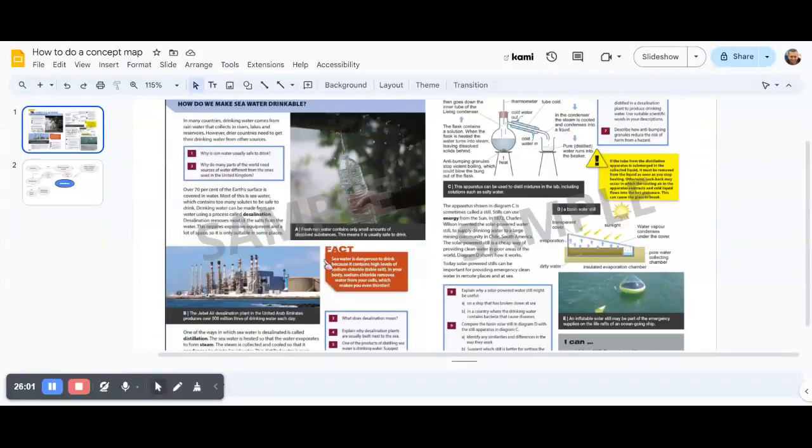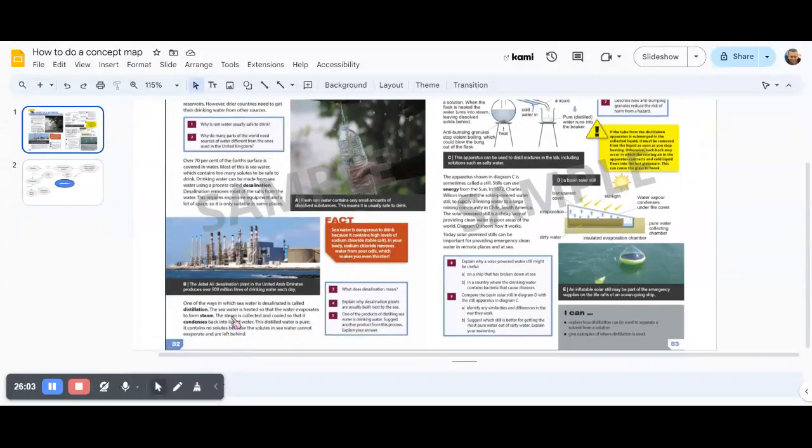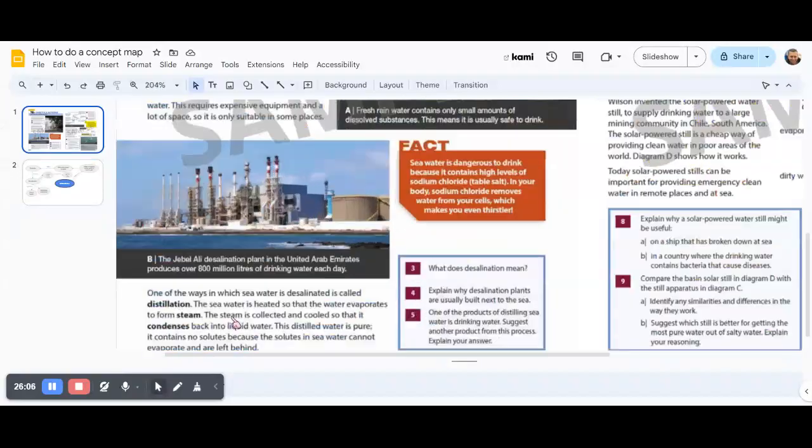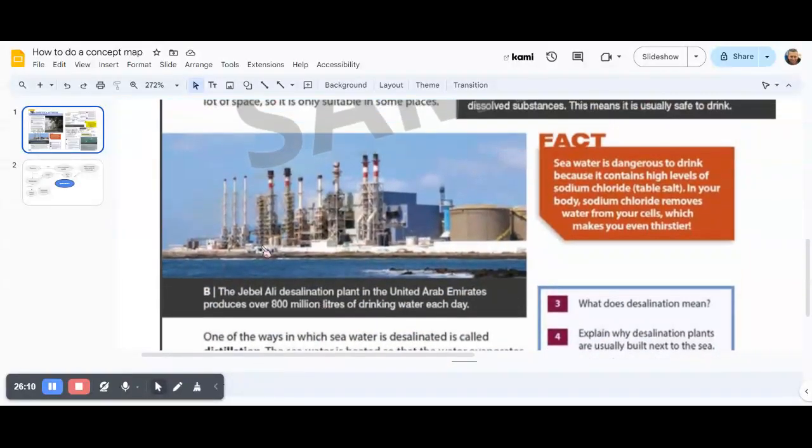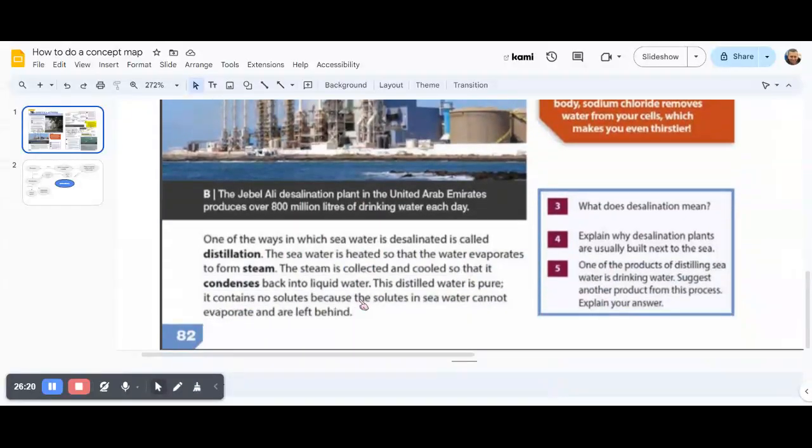Now I can look back at the text. It's a lovely picture of Jebel Ali's desalination plant. I've actually driven past it many times, so that could be a fun fact. Is it essential? It's not actually essential, it's just a useful thing to know. 800 million litres of drinking water each day. That's a fun fact. One of the ways in which seawater is desalinated is called distillation.